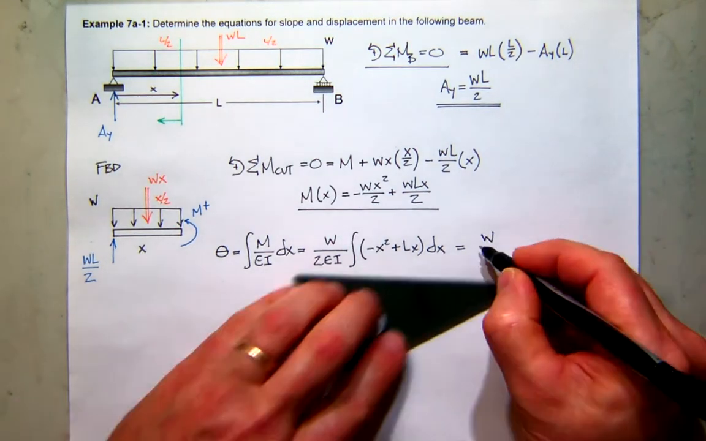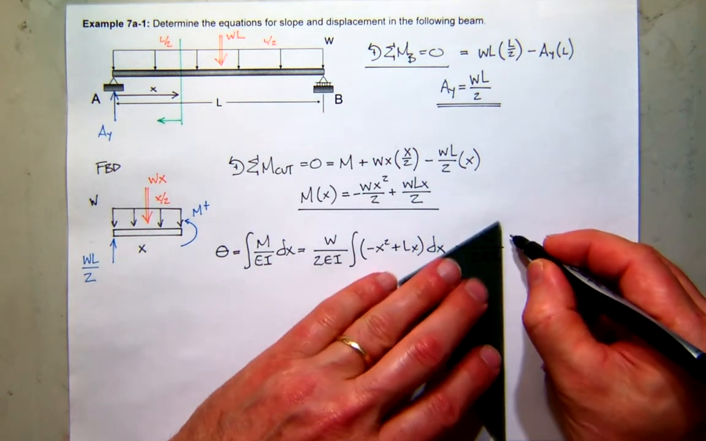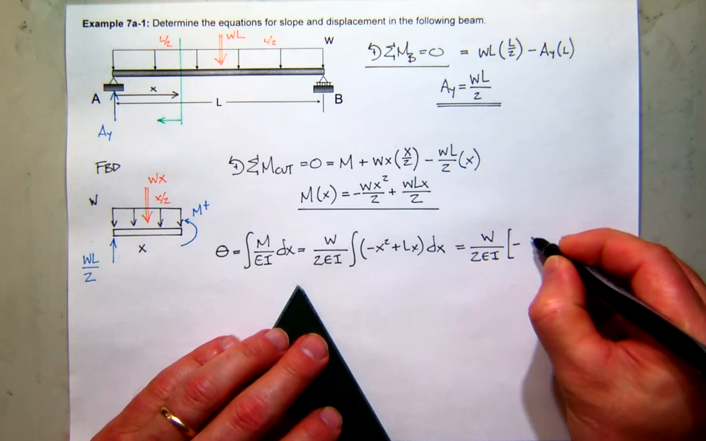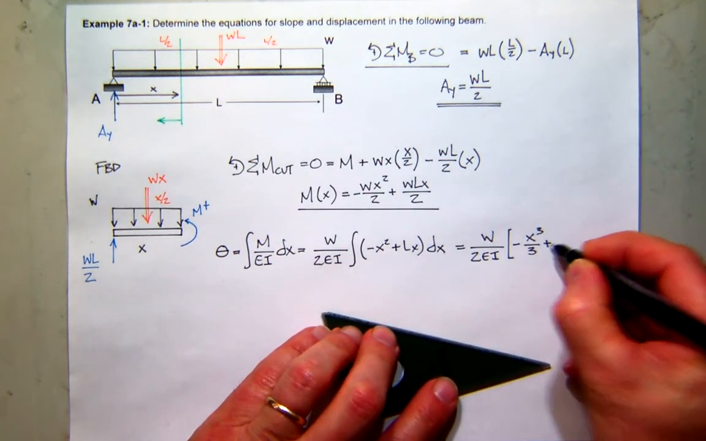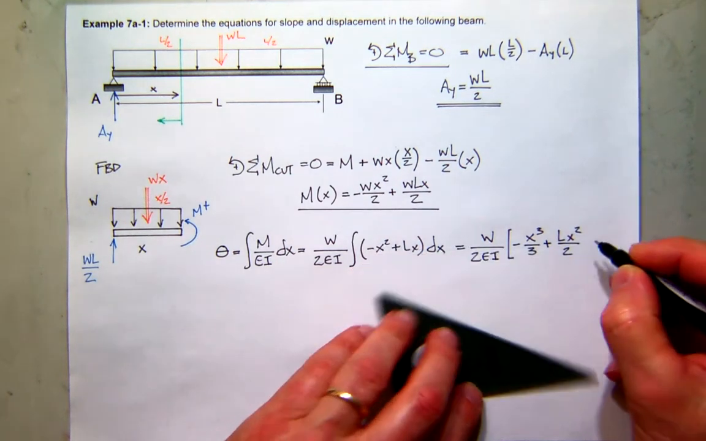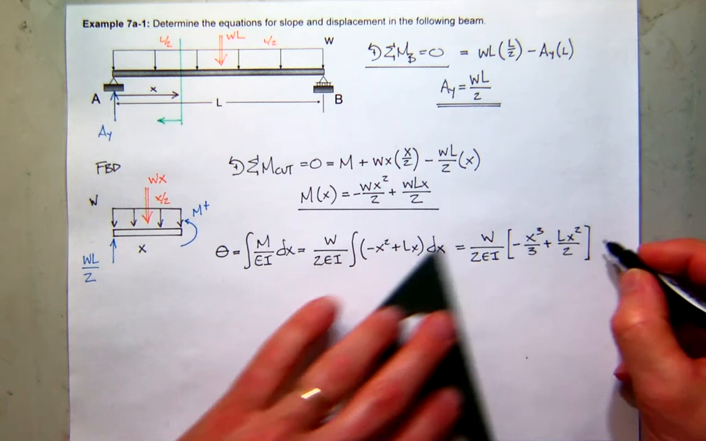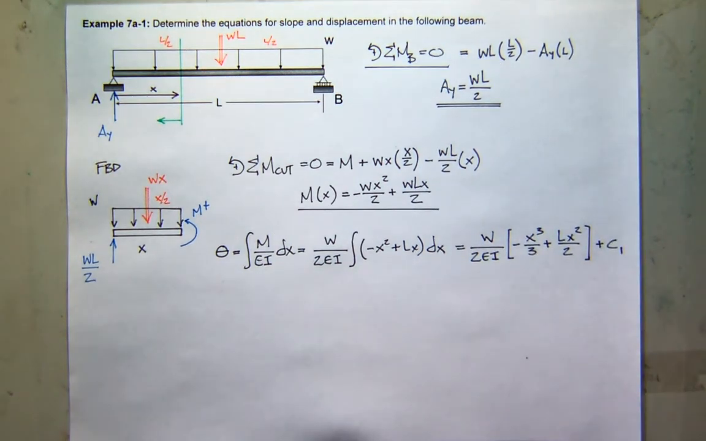So my constant still stays there, W over 2EI. And then what do I get? This becomes minus x cubed over 3 plus Lx squared over 2, and then plus my first integration constant, C1. Did I do that right? You guys following along? It's hard to know. You're a quiet bunch.